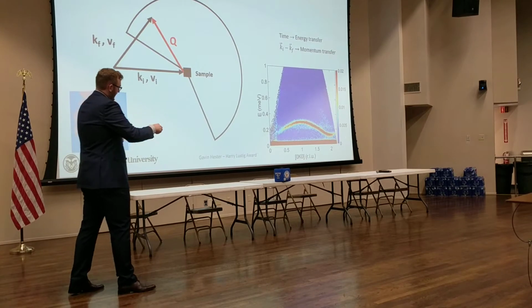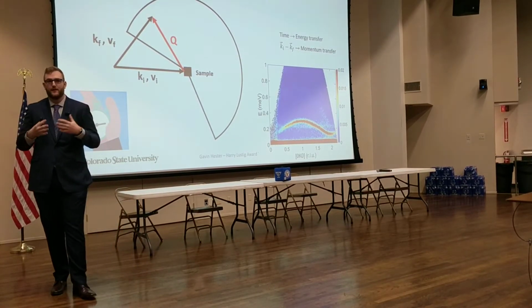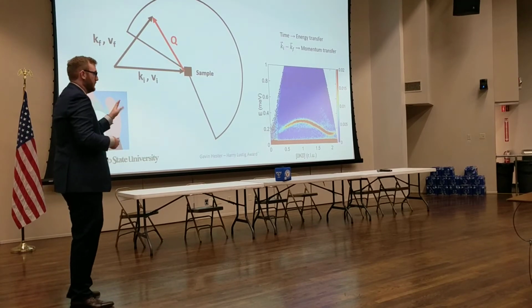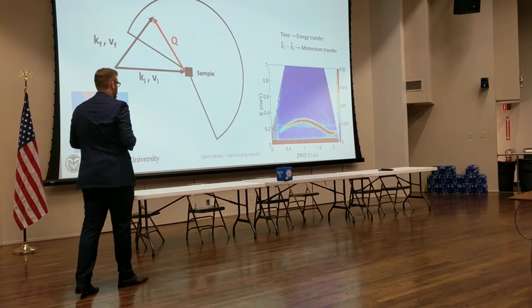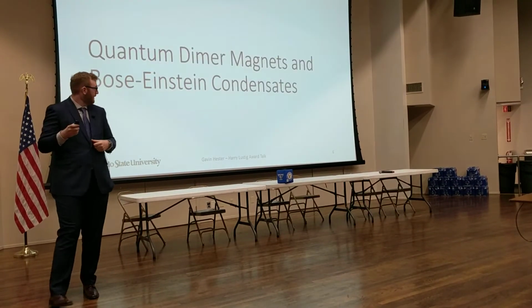You'll see this kind of red line within my data. That is the dispersion relation of this phase of magnon. And so I'm going to be showing you a lot more of these today, and that's just kind of a first primer to give you an idea of what the data looks like.